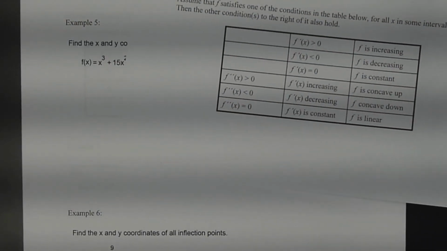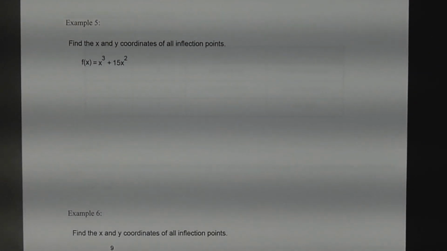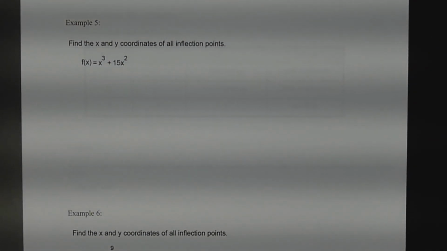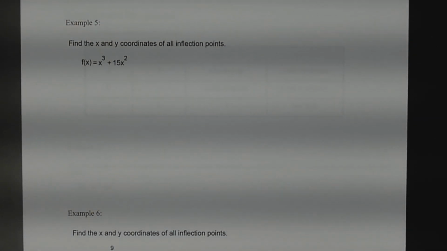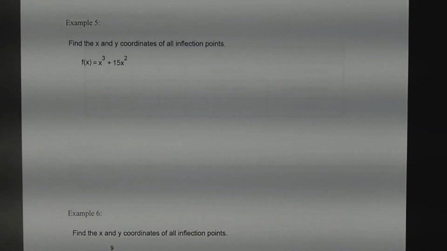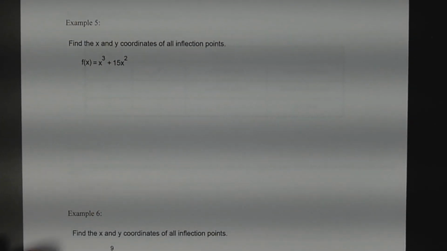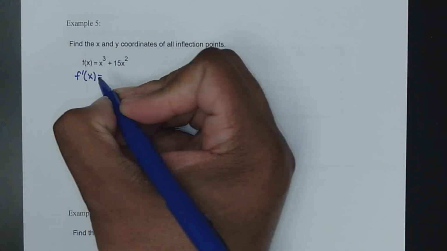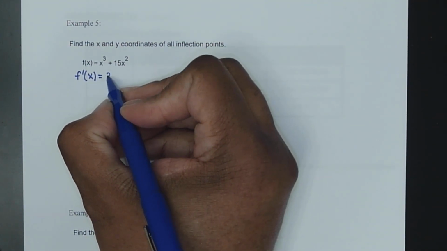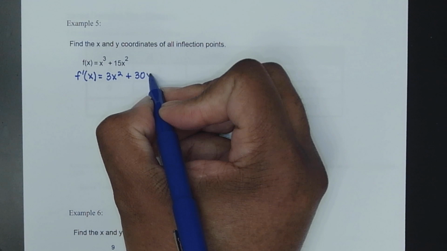All right, let's look at this next example where we're going to find the x and y coordinates of all inflection points. Like in this case, f of x is equal to x cubed plus 15x squared. So let's find the first derivative here. Starting with f prime of x, the derivative of x cubed is 3x squared, plus the derivative of 15x squared, which is 30x.